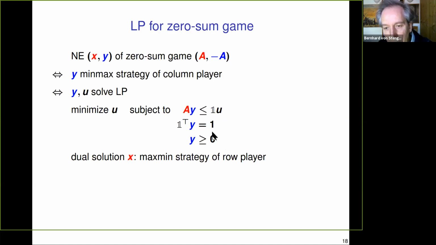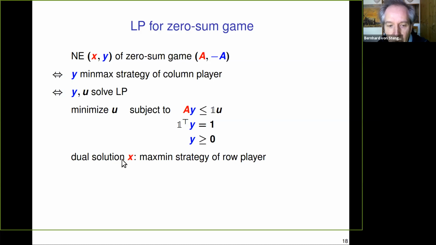And among all these probability distributions, I now try to minimize the payoff u that I have to pay in every row. So that means every row, this is A times y, is the expected payoff in each row to player 1. And player 2 is the minimizer. Yeah, this is -1, these are her payoffs. So she tries to minimize the u that she has to pay for each row. And if you solve this LP here, you actually get a min-max strategy.